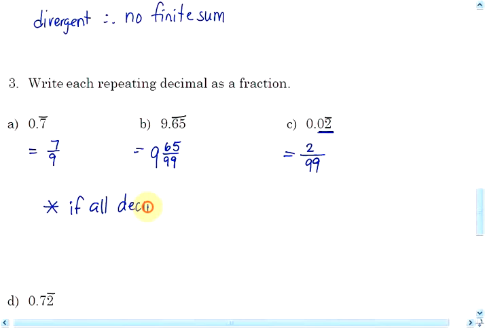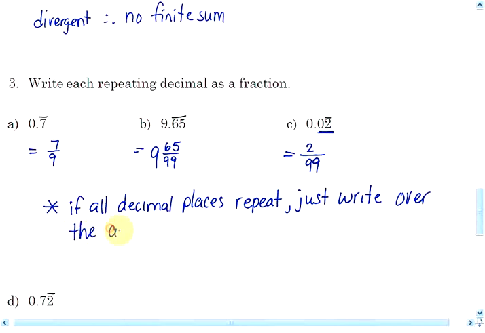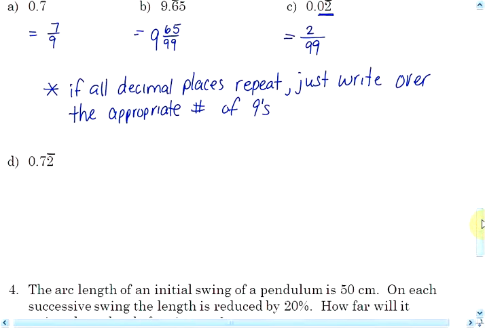If all the decimal places repeat, just write it over the appropriate number of 9s. So those are easy ones, right? Moving on to something a little bit more difficult, you can see here that we have 0.72 repeating, not the 7 and the 2, but just the 2. So this is essentially doing something like this, and so on, so on, so on.